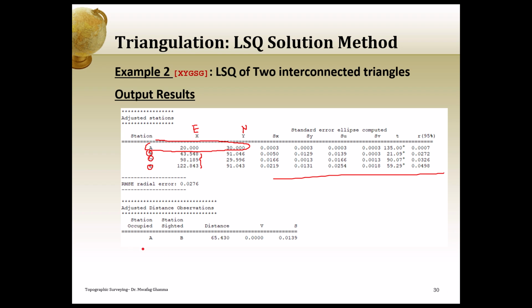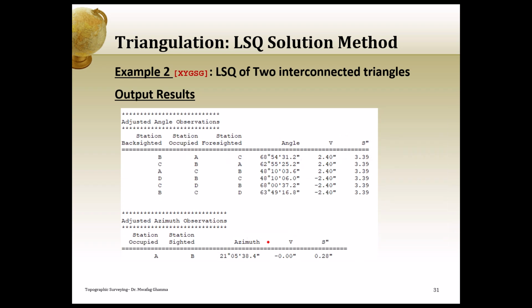Here is the adjusted distance observation. We have an option here to show the adjustment. The observations are always adjusted, and as you can see, the distance that we measured has a standard deviation of plus or minus 0.0139. The residual is 0.